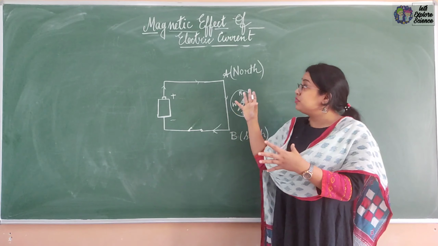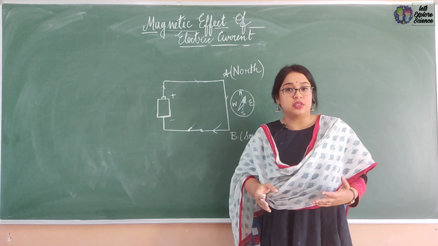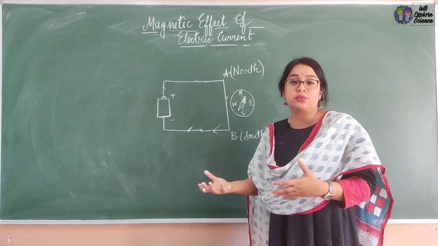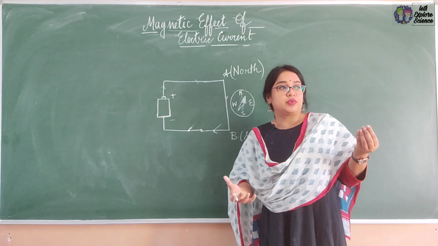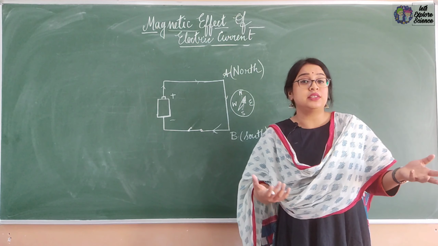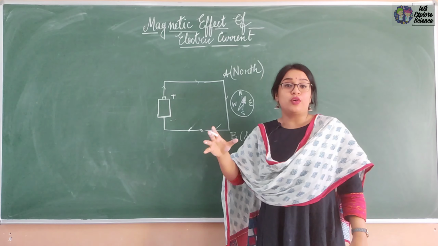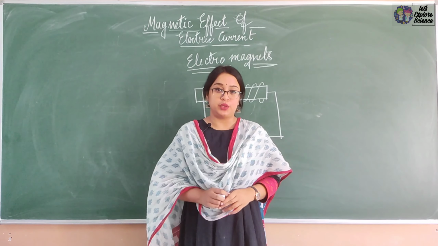Now with the help of the magnetic effect produced by the current carrying conductor, we can use this property in different things like electromagnets, cranes, electric bells, even TV and mobile phones. We are using this phenomenon for the working of these devices. Now let us know about electromagnets.